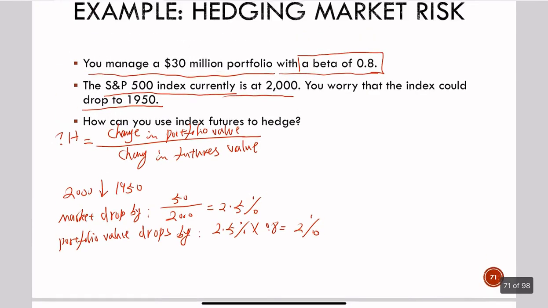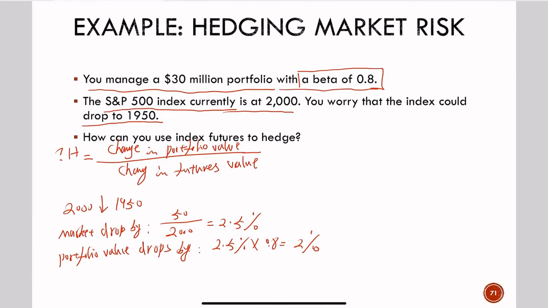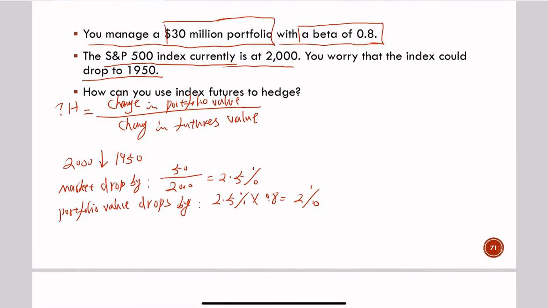Okay, so now we have a $30 million portfolio. So you can see the value drop. The portfolio value will drop by, so the dollar value would be $30 million times 2%, which is $0.6 million, which is 600,000.